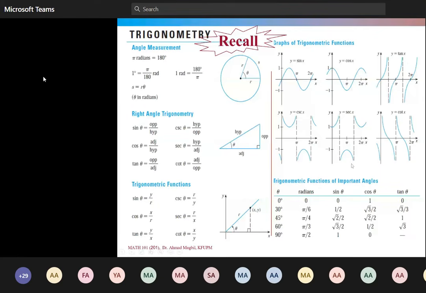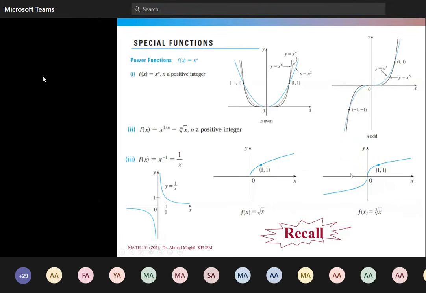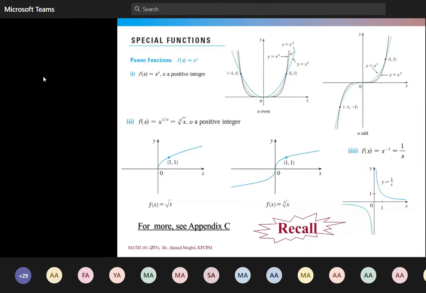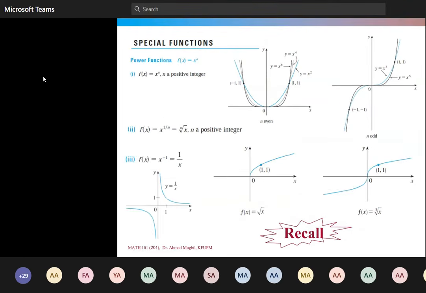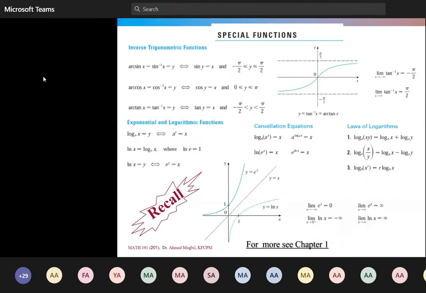the values of these functions. Also, the most important part is this: you should be familiar with the trigonometric identities. You will use these heavily in this course. And of course, the graphs of special functions, the well-known functions, the power functions, the reciprocal function. I think this section is repeated. Also, the logarithmic functions, exponential functions, and also the identities of these functions.